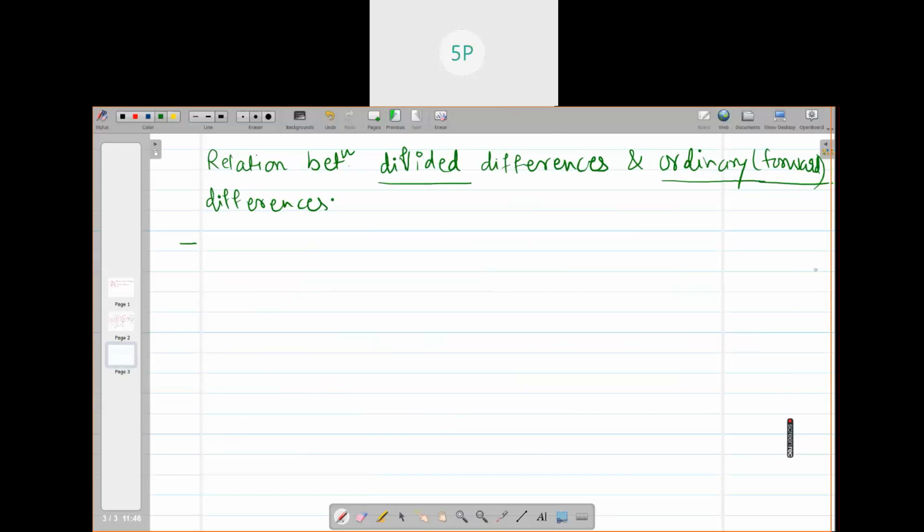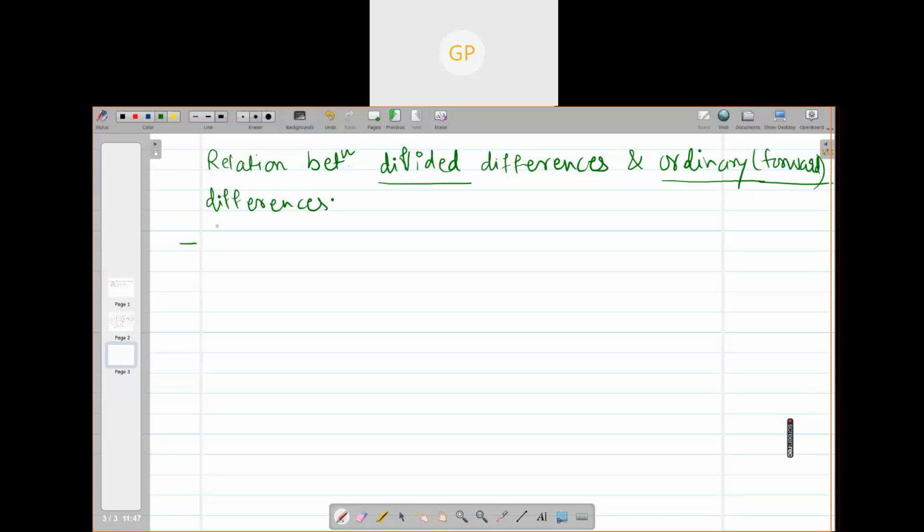The data should be equally spaced. See, divided differences are applicable for both types of data, equally and unequally spaced data. But forward or ordinary differences we can define only if our data is equally spaced. And therefore, if we want to establish any relation between these two differences, our data must be equally spaced. This is a very important point. Very good.